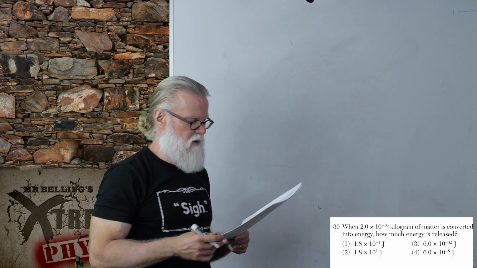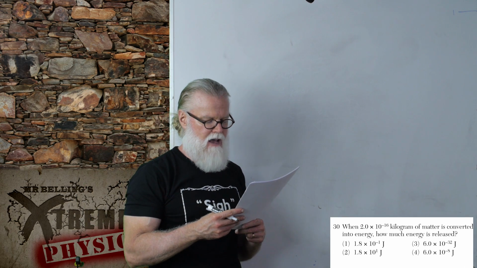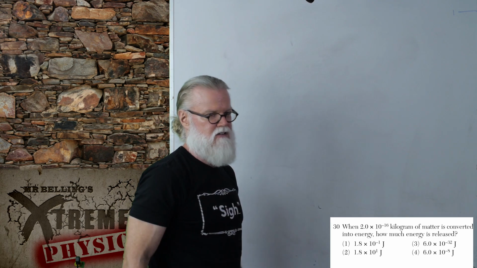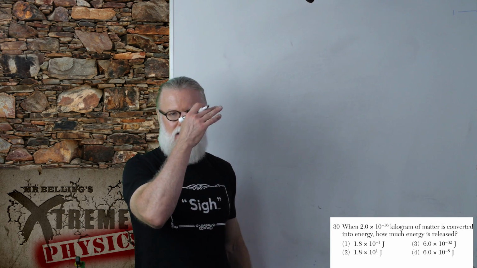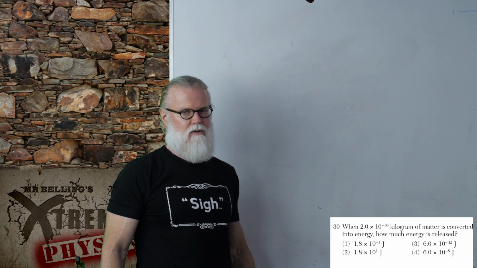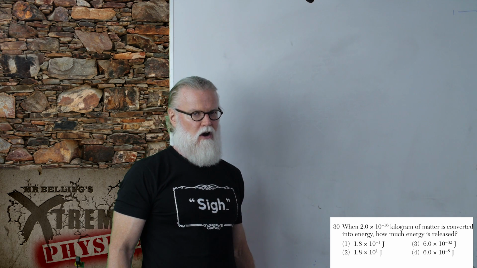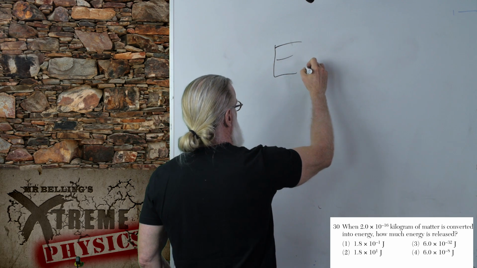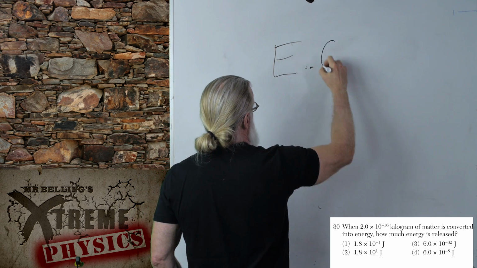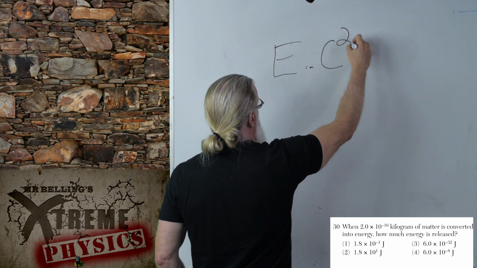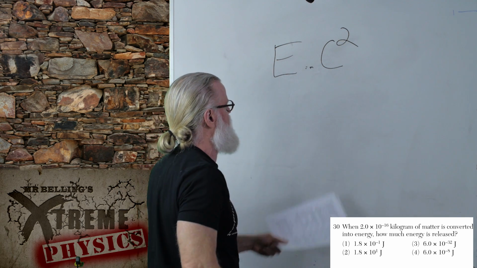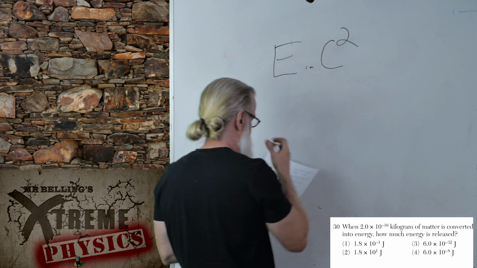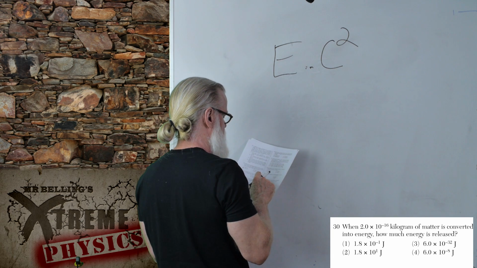When 2 times 10 to the minus 16 kilogram of matter is converted into energy, how much energy is released? All right, this is Einstein's idea. E equals mc squared. Remember when I did that? I said E equals mc squared. All right. And what that tells us, since this is such a huge number, is that a small amount of mass can give a reasonably large amount of energy. Let's use this to solve.